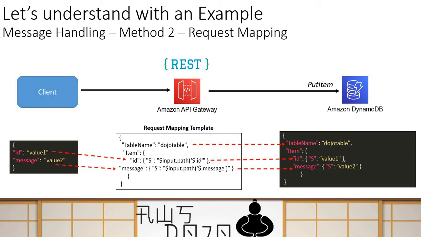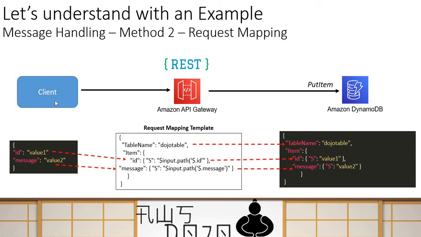So in fact, in the hands-on lab you're going to do, the client will not pass the ID, but the API will use the runtime context to create the ID on its own. But the bottom line here is that this is your client message, and this is the message which DynamoDB expects. So in the request mapping template, you create a message which looks similar to what your backend system wants.